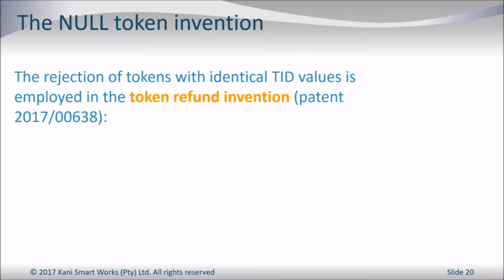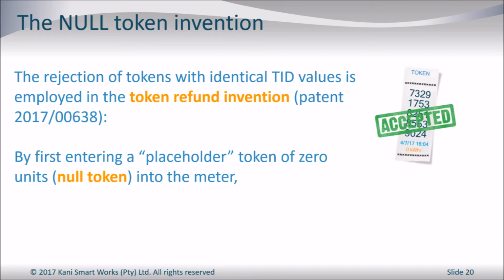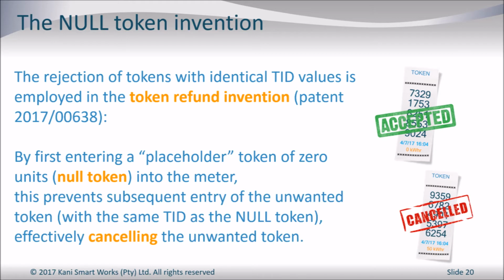The rejection of tokens with identical TID values is employed in the token refund invention with the patent given below. By first entering a placeholder token of 0 units, what we call a NULL token, into the meter, this would prevent subsequent entry of the unwanted token with the same TID as the NULL token, effectively cancelling the unwanted token.